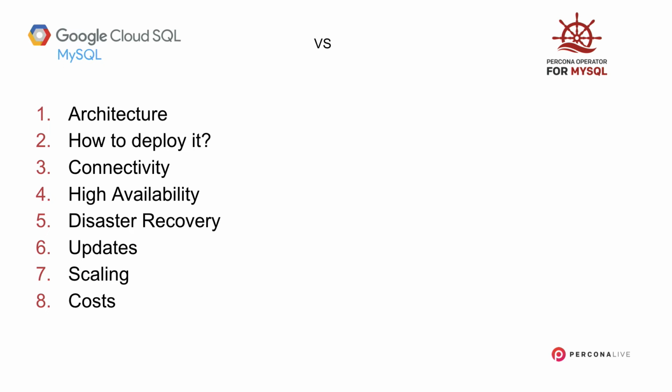Okay, so let's have a look at a couple of areas of Google Cloud SQL MySQL and Percona Operator for MySQL. So I picked 8 areas that I tried to compare a bit, starting from architecture, how you actually deploy it, how you connect to it from cloud native application, what is the high availability solution there, what is disaster recovery and what are disaster recovery options, how do you update or upgrade such a cluster, how do you scale it, and how the costs of both solutions actually look like, right? So this is what I tried to cover today.